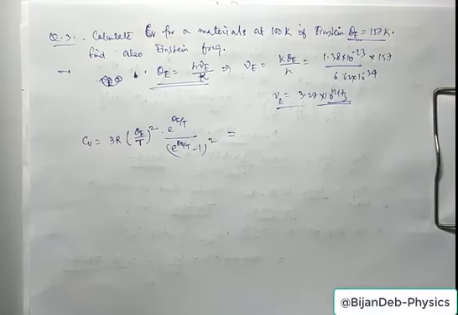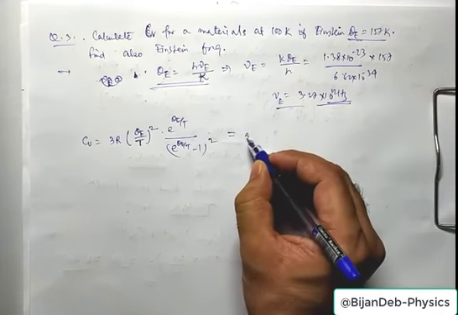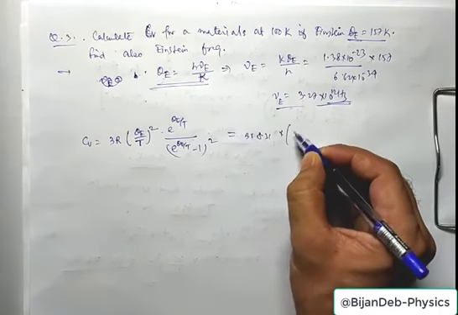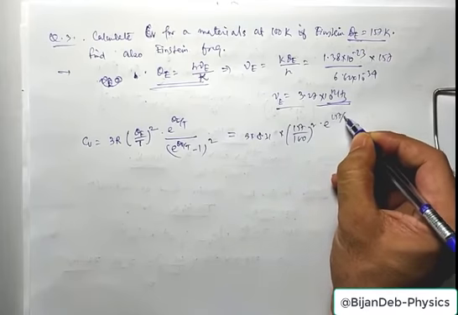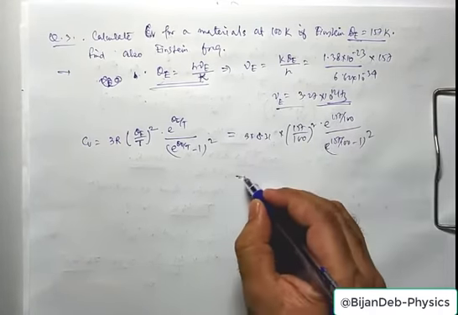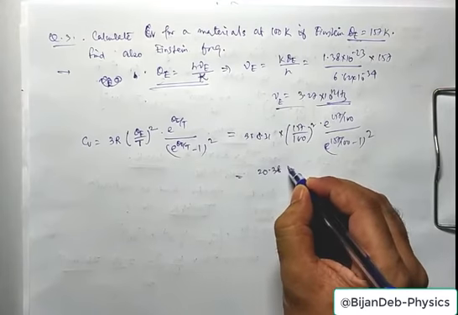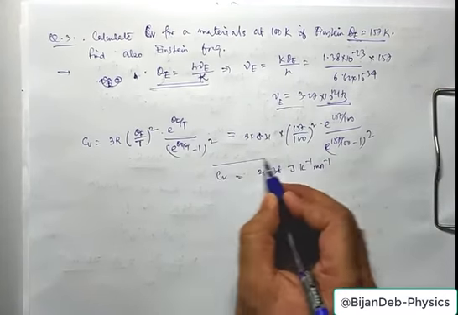So now you substitute these values of C_V. You just substitute 3 into 8.31 into (157 by 100) whole square, divided by e to the power 157 by 100 minus 1, whole square. So with numerical you find 3.8 joule per Kelvin per mole. Okay, so this is C_V. So this is very easy.